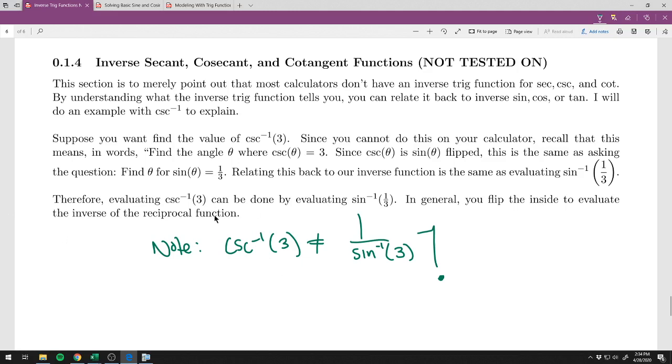So ultimately, you do not have to ever learn anything about cosecant inverse, cotangent inverse, or secant inverse. But this last line tells you how you would do it without your calculator. Well, without a button for it on your calculator.